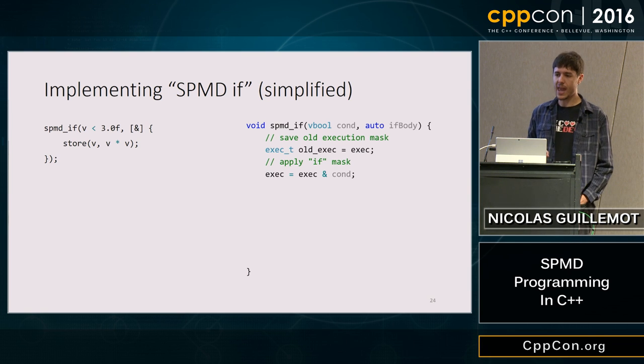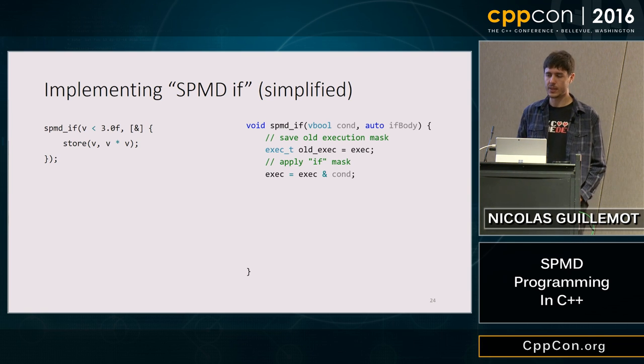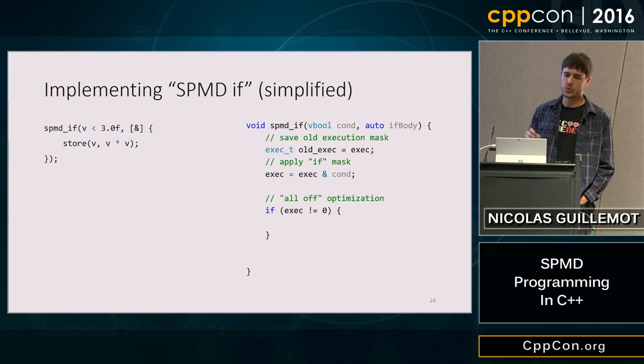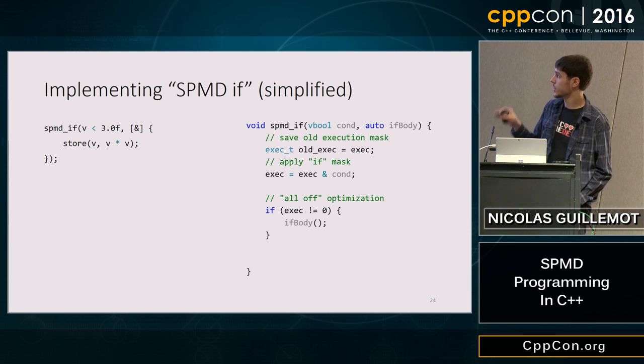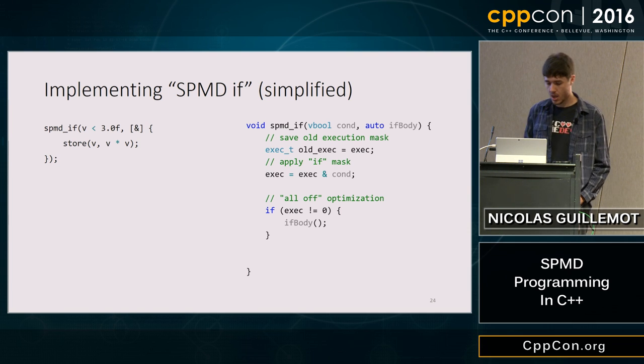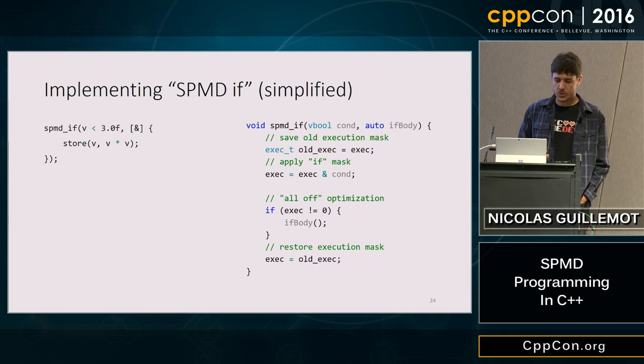Then I'll do an AND to apply the if test, so that now the execution mask only has its lane active where the if test passed. Then I'll just throw in the all off optimization. So if the execution mask is all off, just don't run the if block at all. It's just a cute little optimization. And otherwise, just run the if body, so just passing a lambda there. And finally, at the end of the day, just restore the execution mask.